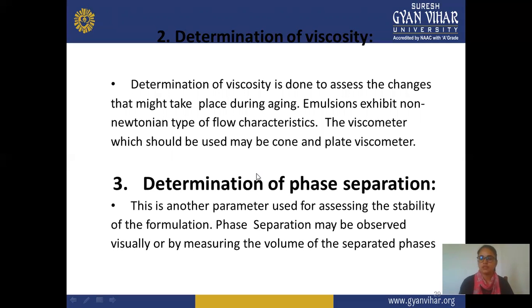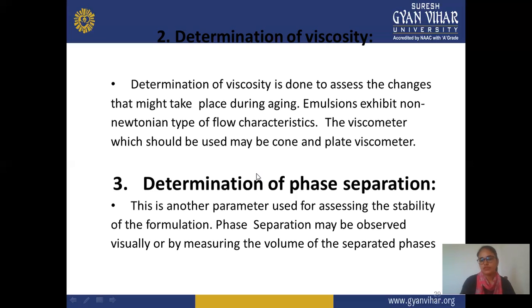So there may be chances that viscosity has changed after storage for a particular time period, and you check how much the viscosity has changed, whether it is unstable or not a stable form. You can use the Brookfield viscometer or, instead of it, you can also use the cone and plate viscometer. It is also a viscometer that is used to check the viscosity of your emulsion.